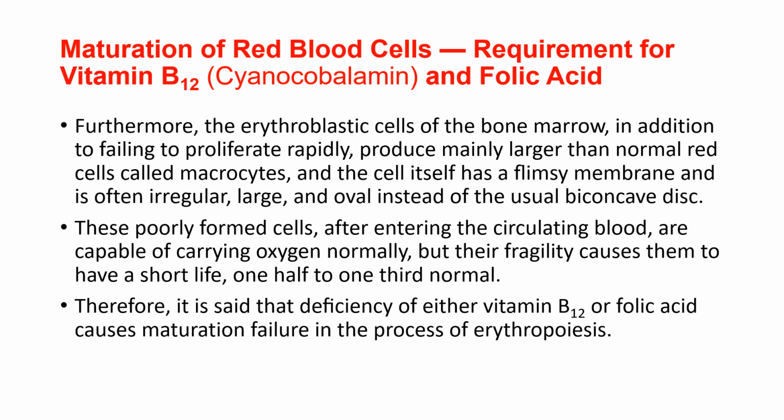Furthermore, the erythroblastic cells of the bone marrow, in addition to failing to proliferate rapidly, produce mainly larger than normal red cells called macrocytes, and the cell itself has a weak membrane and is often irregular, large, and oval instead of the usual biconcave disc. These poorly formed cells, after entering the circulating blood, are capable of carrying oxygen normally, but their fragility causes them to have a short life, 1/2 to 1/3 normal. Therefore, it is said that deficiency of either vitamin B12 or folic acid causes maturation failure in the process of erythropoiesis.